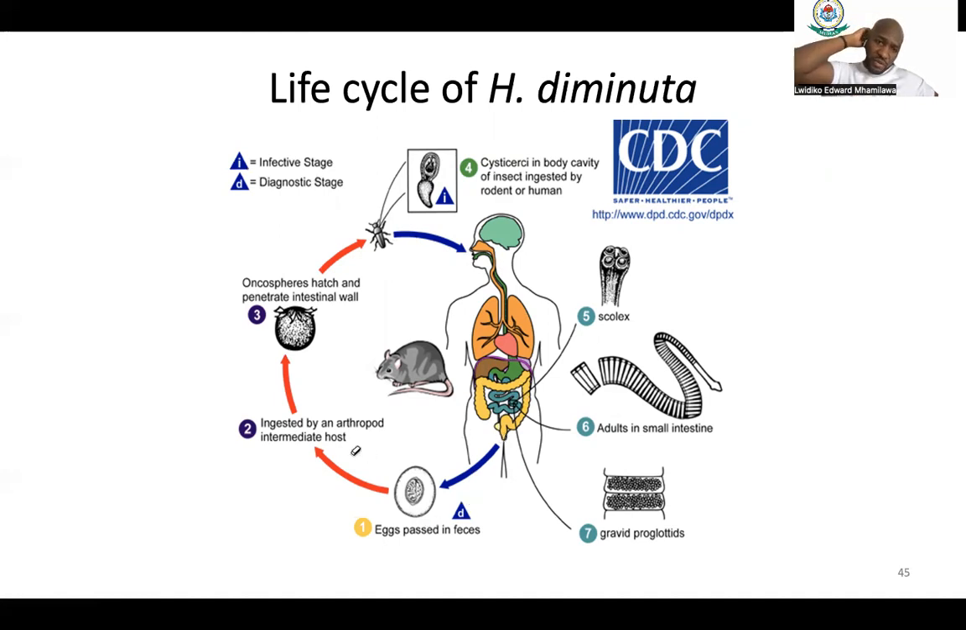They're ingested by arthropods, which are the intermediate hosts, the oncospheres. Then they hatch and develop in the intestinal walls of the arthropods, and then the life cycle continues.